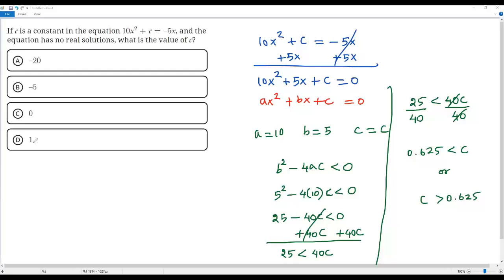Among the given options, in option D we get 1 as the value of c, and this 1 is greater than 0.625. So the correct answer choice for this question is option D.